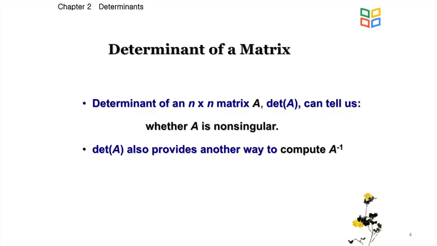In the first part of Section 1, we consider the motivation for introducing a determinant. We know that the determinant of an n by n matrix A, which we write as det A, can tell us whether A is non-singular or not. Also, the determinant of A will provide another way to compute the inverse matrix of A.